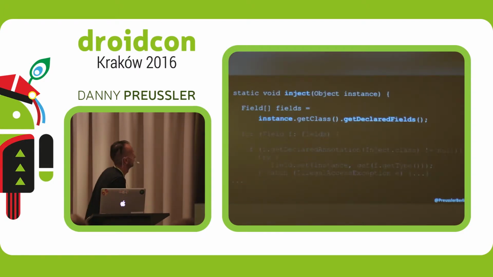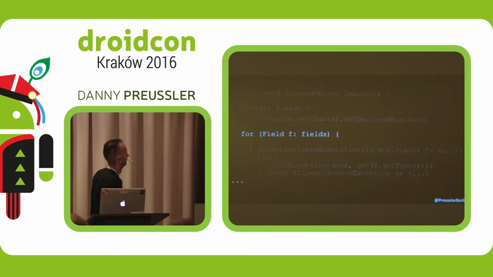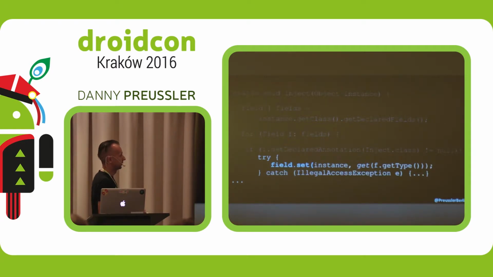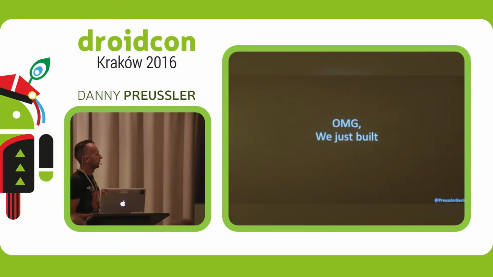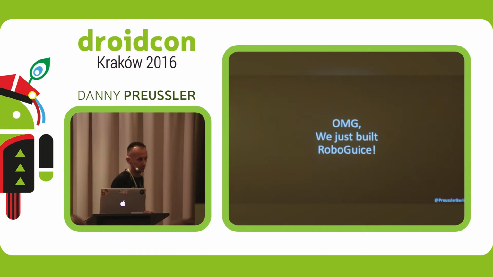So let's build the same thing. This inject will take the instance and get all the fields that this class has. So we will walk over the fields, find all the ones that have an inject annotation, and fill them by calling again our nice method that we created. So it's a 4-line thing to fill our class. So what did we just do? I think we just built something like Guice, or we call it Roboguice.